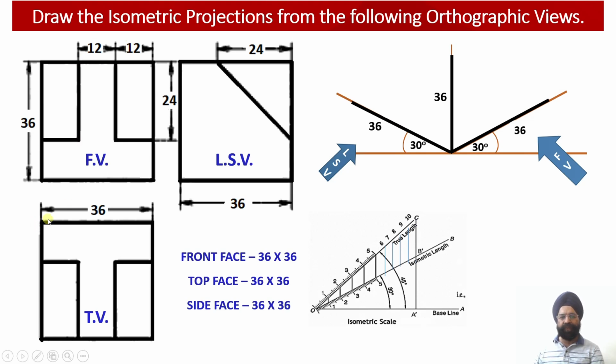Similarly, when we observe the solid from the top, we find that there is a flat surface at the top, as seen in the front view. So when we observe the solid from the top view, we see that there is this web which has a width equal to 12 millimeter, and the length of this horizontal web at the top face is equal to 36 millimeter.